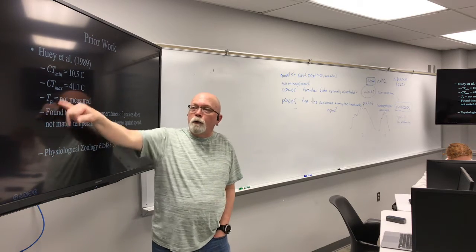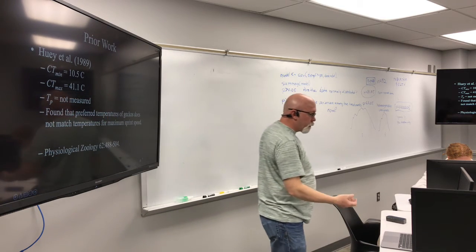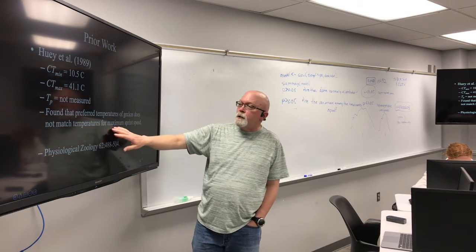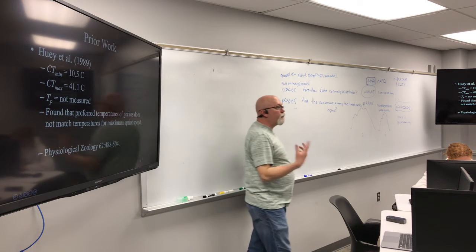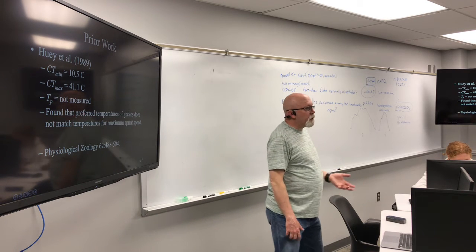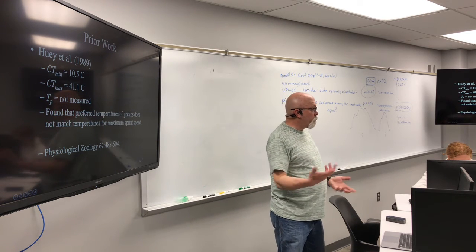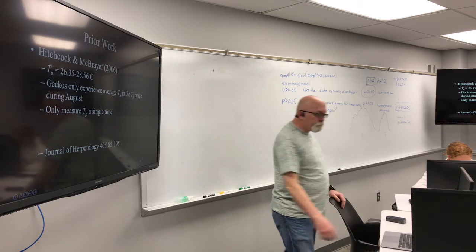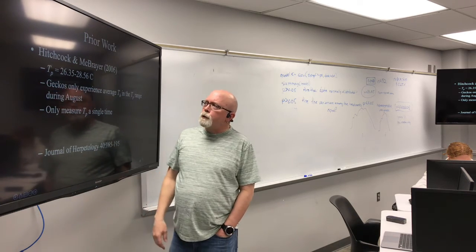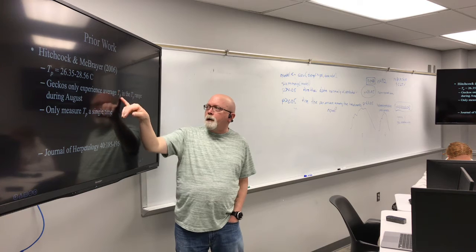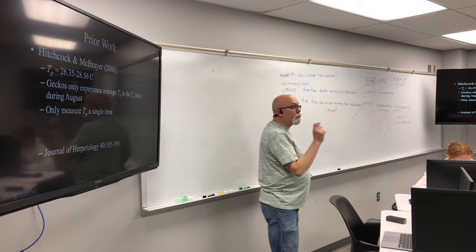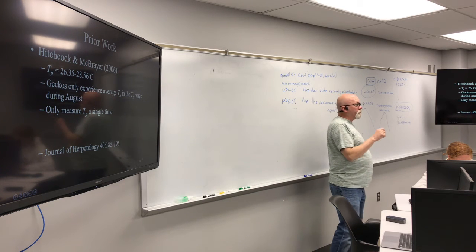These guys did not measure the preferred temperature, and I'll show you how we measure preferred temperature in a few minutes. But they found that the preferred temperatures of geckos don't match the temperatures for maximum sprint speed. They run fastest at warmer temperatures than they actually prefer to be at, which is interesting because you would think that you would prefer to be at the temperature that you perform best at. Another study actually looked at preferred temperatures and found that there's a fairly wide range of preferred temperatures, but they only experience their body temperature in the preferred range during August at this particular site. But they only measured preferred temperature in the summertime. They didn't measure it in the winter.